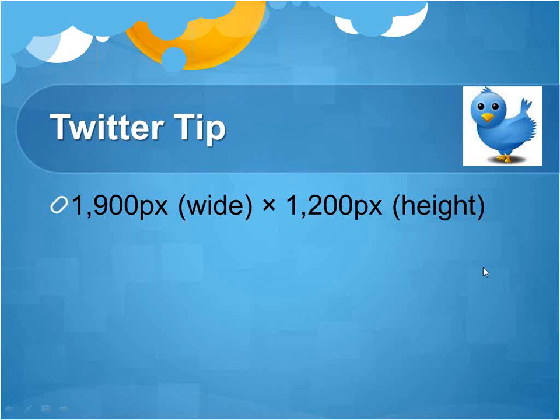And just a little Twitter tip, if you're going to create your own background, it should be 1900 pixels wide and 1200 pixels height. That's what we use. And then on the left-hand side, just add your logo and telephone number and your website, and maybe even your email address. And then you can upload that in Twitter, and it'll be your background.